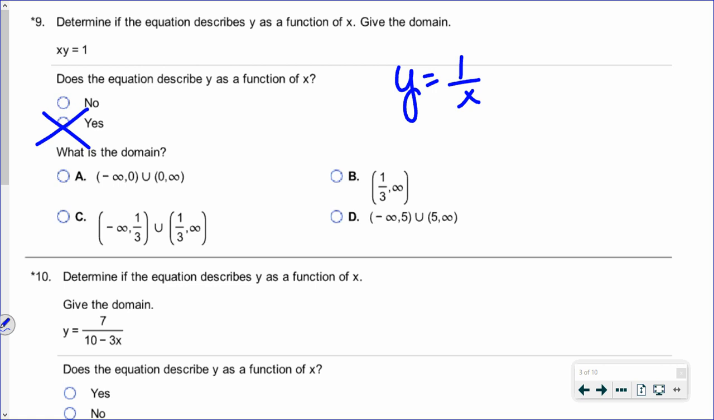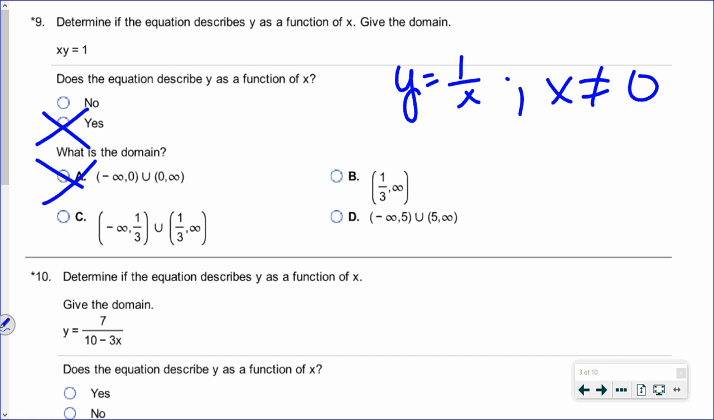Well, tell me this. When you have a fraction, what number in the denominator can you not have? 0. Why? Because that is not defined. Which means x can be any number it wants to be, but x cannot be the value 0. So which one of these says that it can be any number, but it can't be 0? A, B, C, or D? It's A. It can be any number, but it cannot be 0. Does that make sense, yes or no?